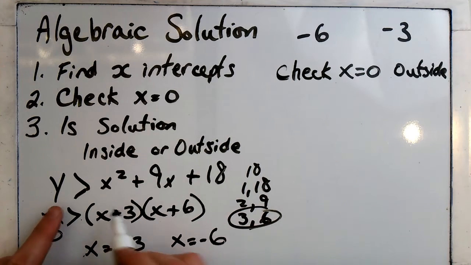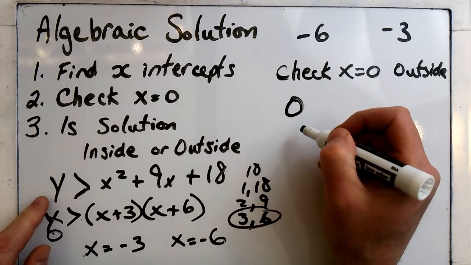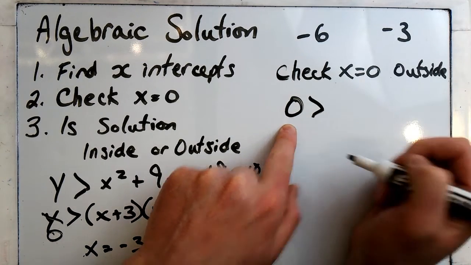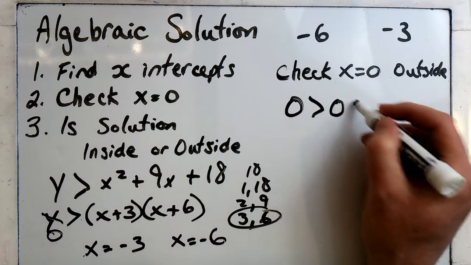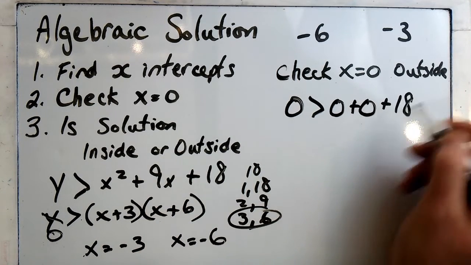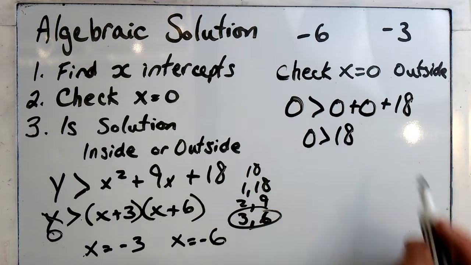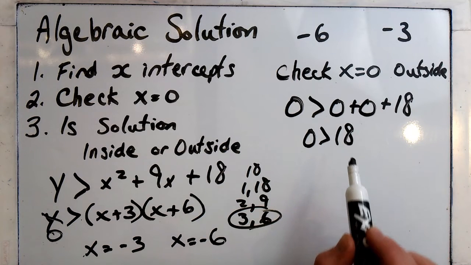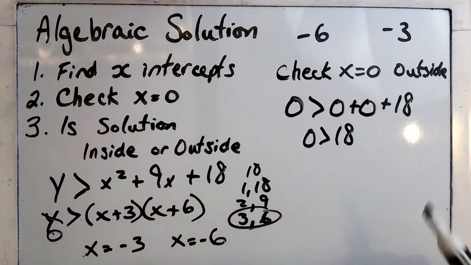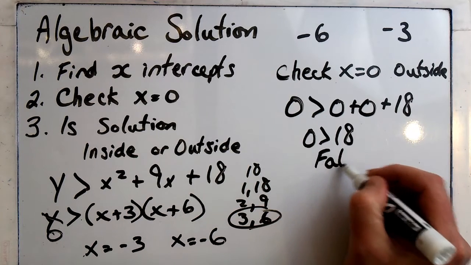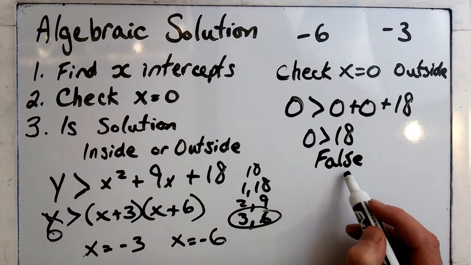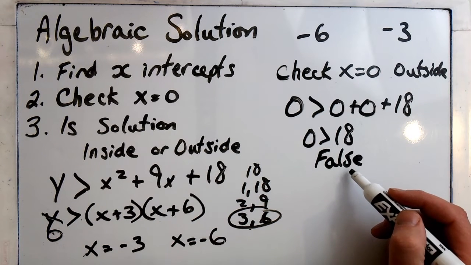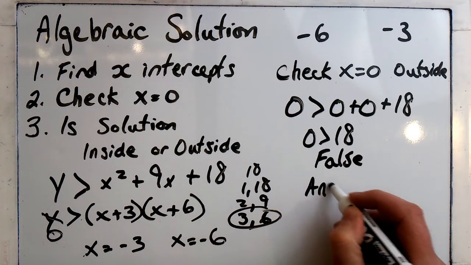So go back to my original. The y is 0 and all the x's are 0. This is 0 because we're on the x-axis, and we chose x equals 0. And we get to this point. 0 is greater than 18. Now hopefully you go, wait a second, 0 is not greater than 18. This is false. So write that down. We checked the outside. We checked x equals 0. It's false. So the answer is inside.